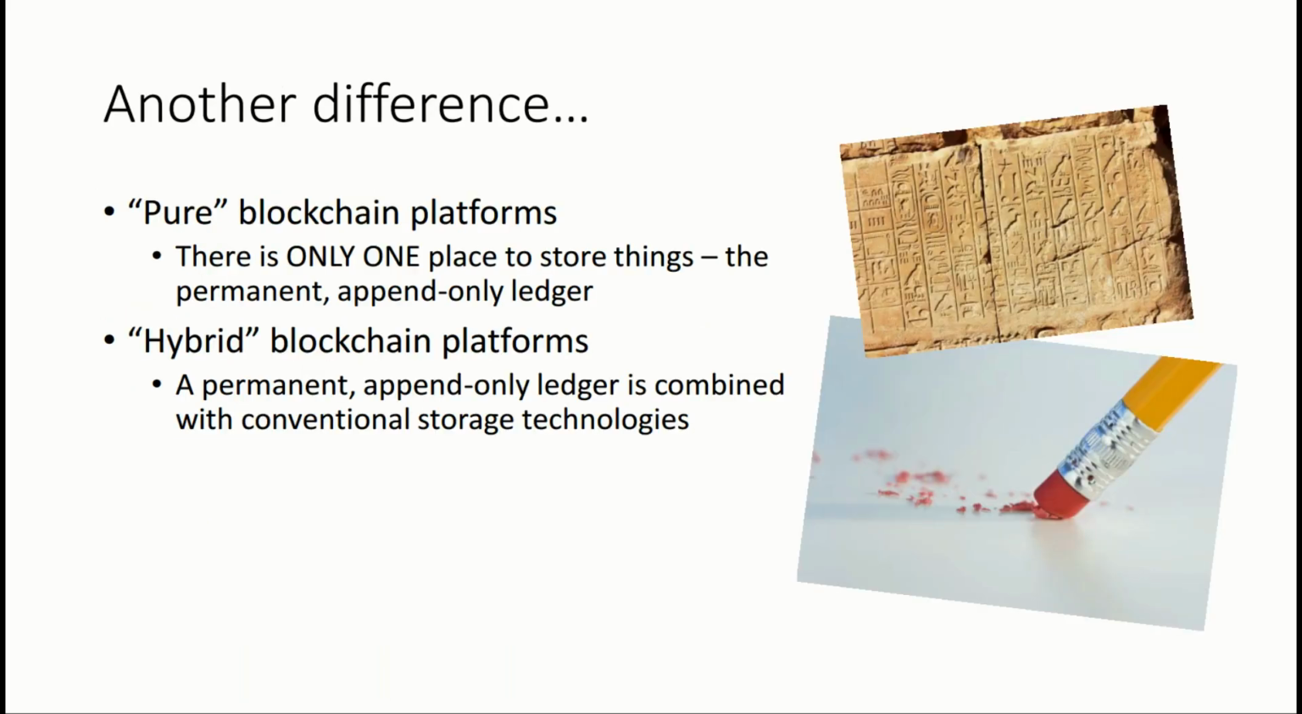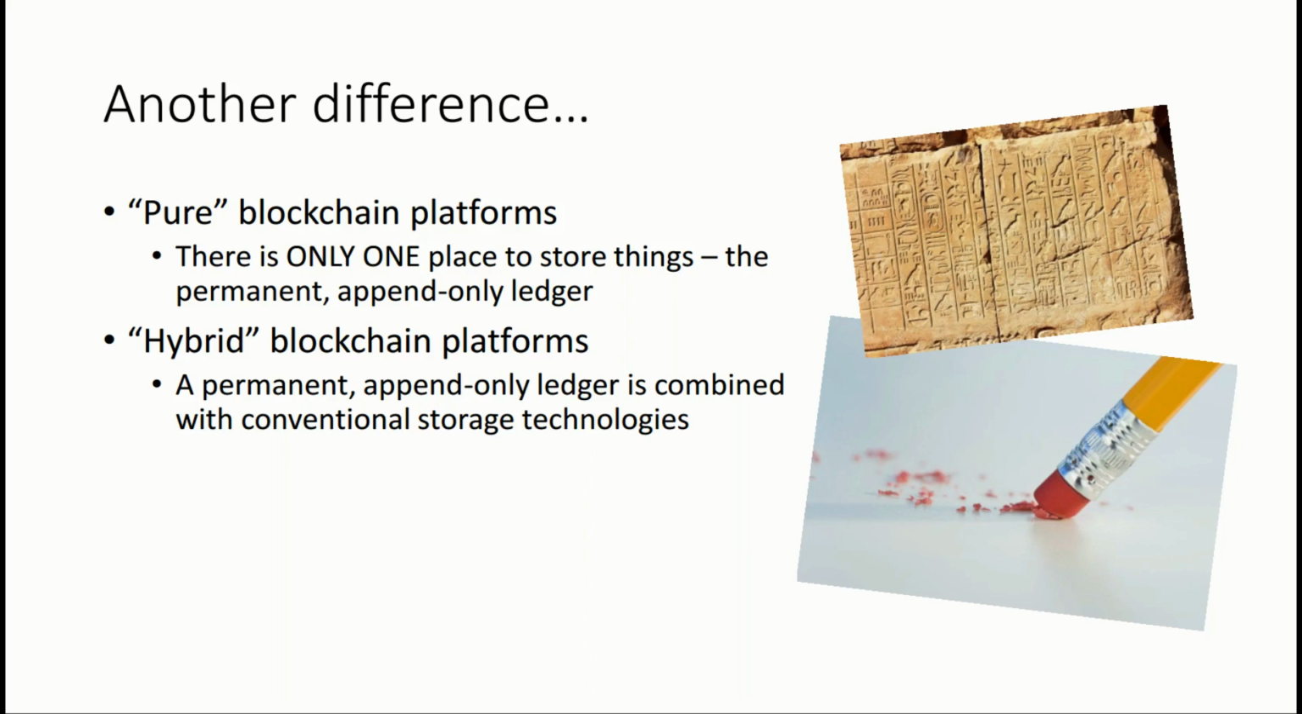Let's talk about another big difference between blockchain platforms, the pure blockchain platforms and the hybrid blockchain platforms. When we talk about a pure blockchain platform, we're talking about a platform where there is only one single place to store anything and everything. And that one place that we have, if we want to store something, is the permanent append-only immutable ledger, where the only things that we can do are create and read.